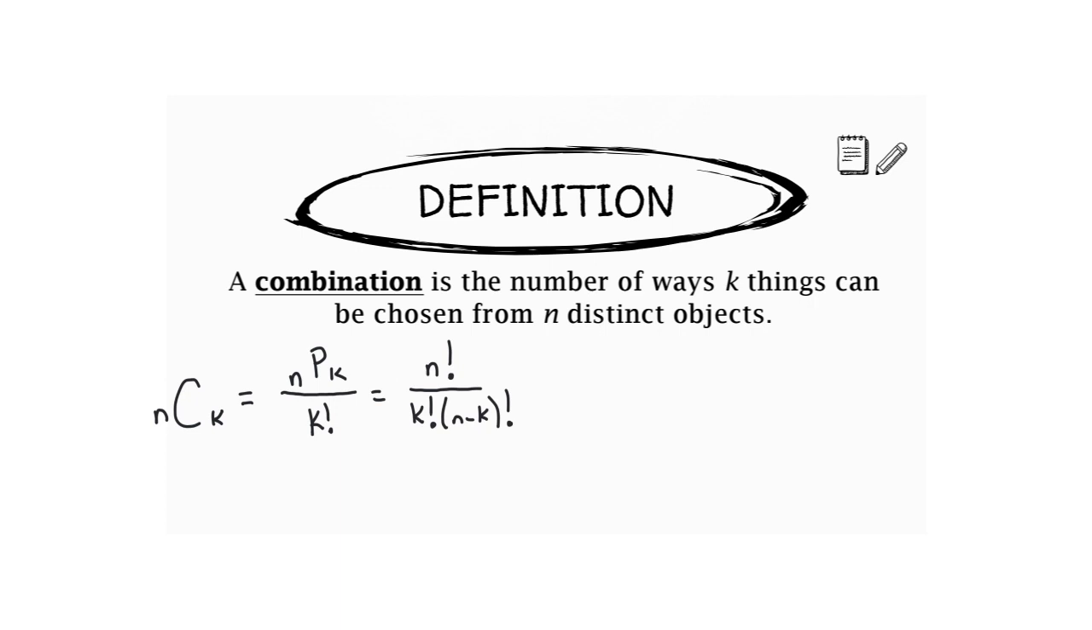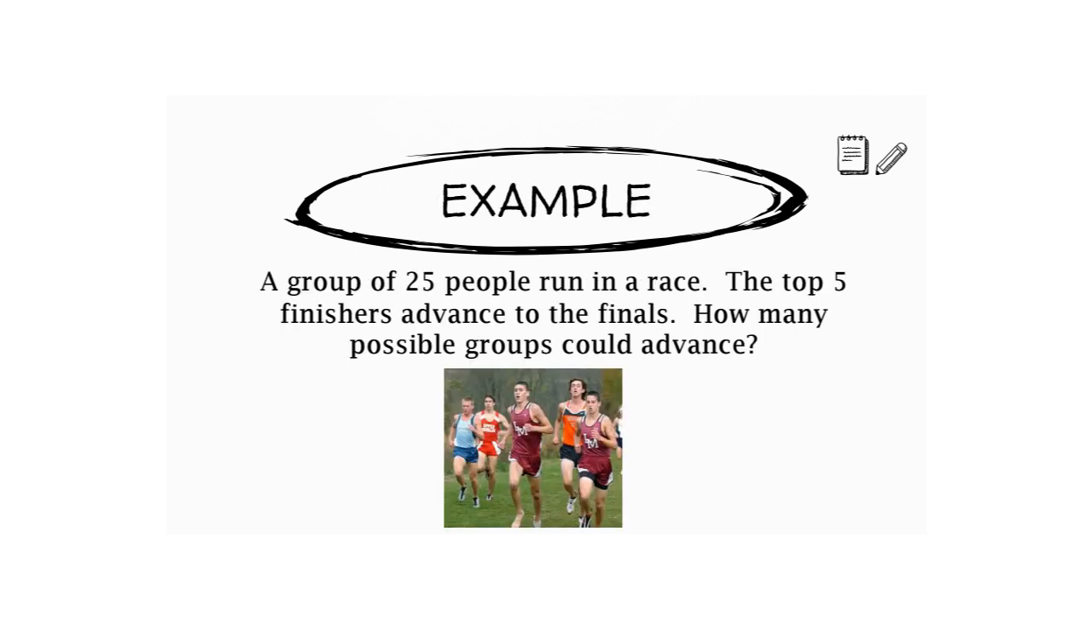Let's see it used in an example. A group of 25 people run in a race. You might recognize 1 or 2 of them there at the front. The top 5 finishers advance to the finals. How many possible groups could advance? This is a job for a combination, not a permutation. And sometimes in counting, picking the right tool is half the battle.